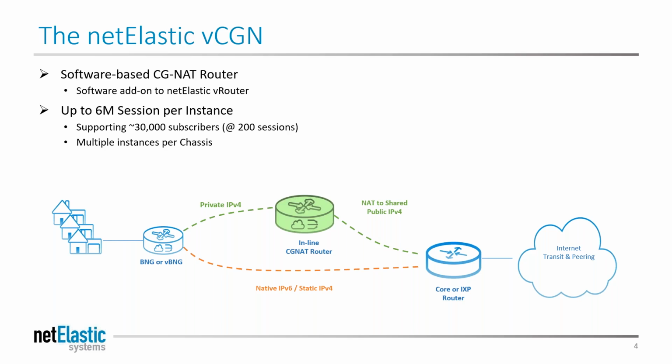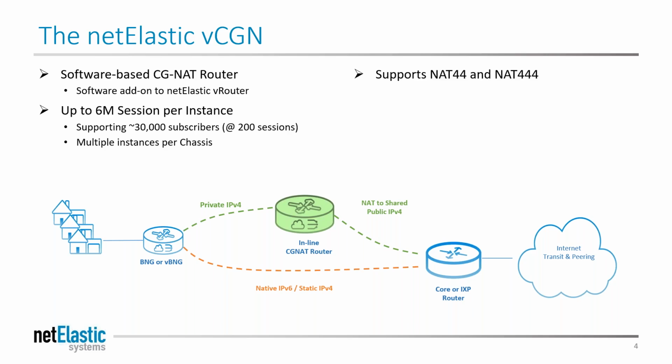So assuming your subscribers are using about 200 sessions per subscriber, that would give you the ability to support about 30,000 subscribers per instance. And then you can support multiple instances per chassis. So if you need more than 30,000 subscribers, you can scale up on the same piece of hardware.